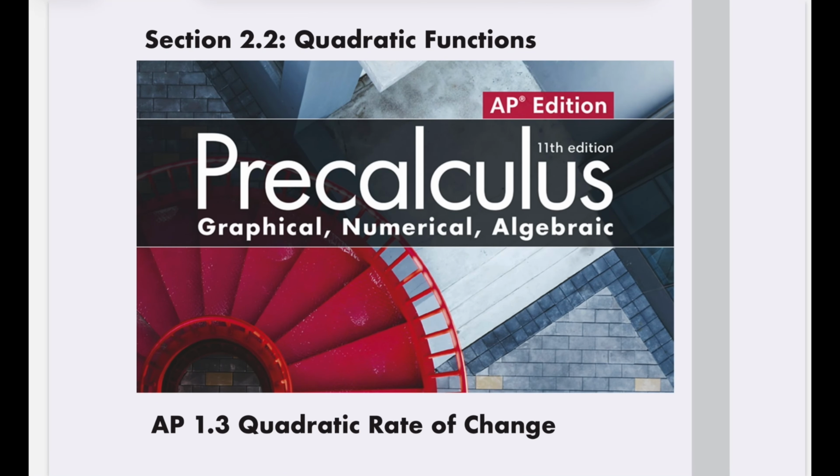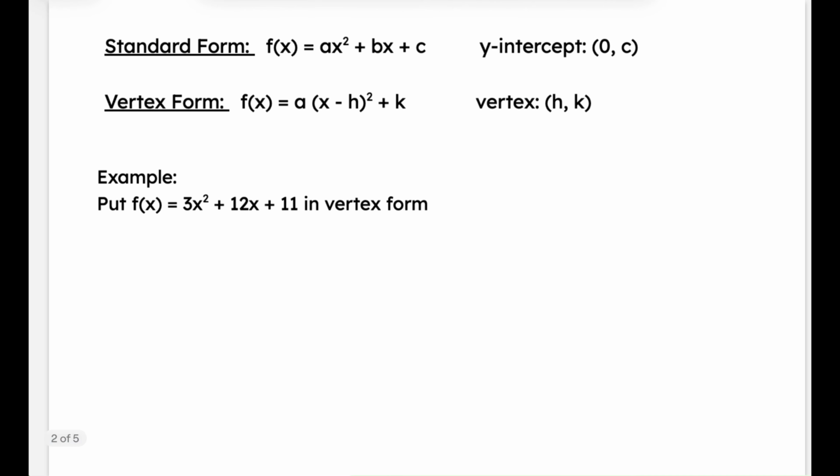This is section 2.2, which is quadratic functions, and is connected to the AP Standard 1.3 quadratic rate of change. So we have two forms of a quadratic. We have standard form, which is f of x equals ax squared plus bx plus c.